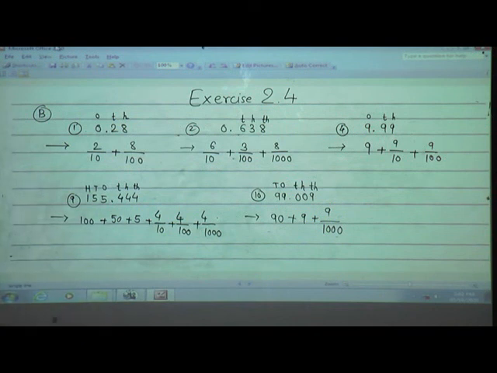Yes. I have solved 5 examples here. The remaining 5 examples are very easy. You are going to solve by your own. Now we will move to the next topic.